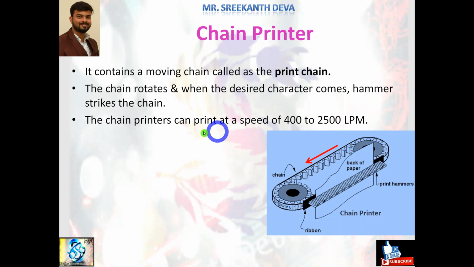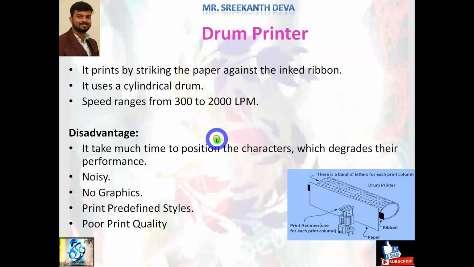The chain printers can print at a speed of 400 to 2500 lpm, lines per minute. So it generates 400 to 2500 lines per minute. This is about chain printers.